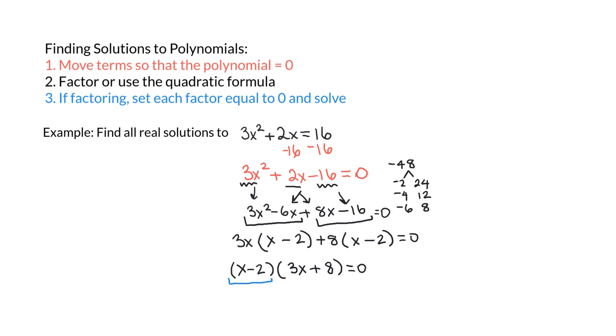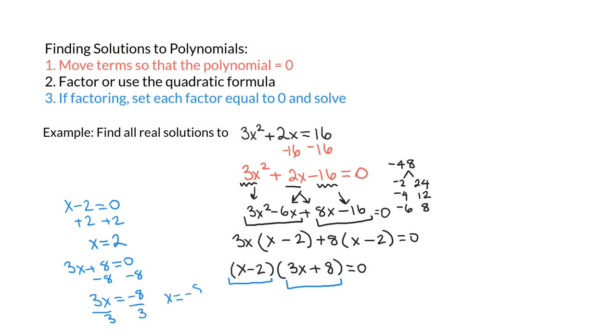So if we take this factor and set it equal to 0, that's x minus 2 equals 0. To solve that, we add 2 to both sides and we get the solution x equals 2. The second factor is 3x plus 8. So we set 3x plus 8 equal to 0. To solve that, we subtract 8 from both sides. We get 3x equals negative 8. Divide by 3, and we get x is equal to negative 8 over 3. So our two solutions are x equals negative 8 over 3 and x equals 2.